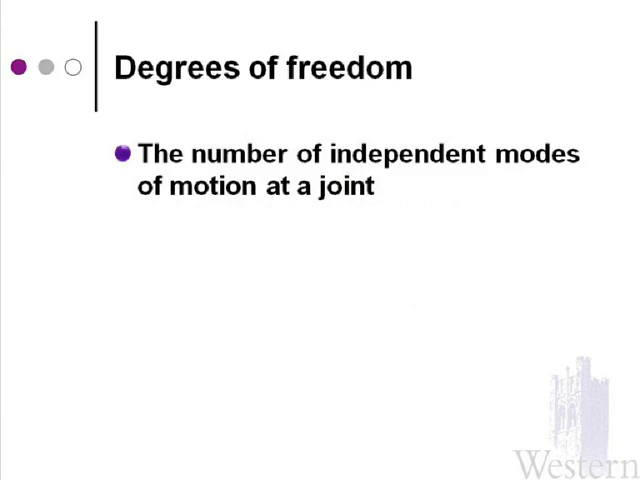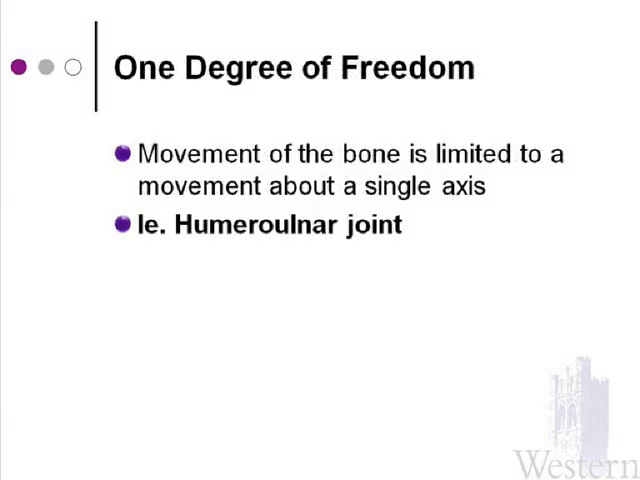Another important consideration when talking arthrokinematics is the concept of degrees of freedom. In its simplest conceptualization, degrees of freedom refer to the number of axes about which a joint is able to move under normal circumstances. Joints with 1 degree of freedom are limited to movement about a single axis, such as flexion and extension occurring about a medial-lateral axis at the humeroulnar joint.